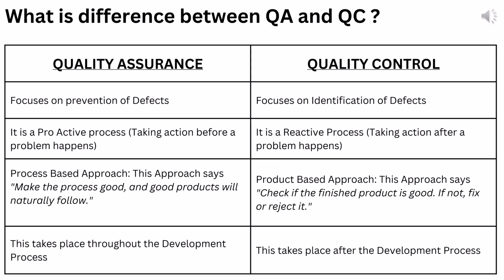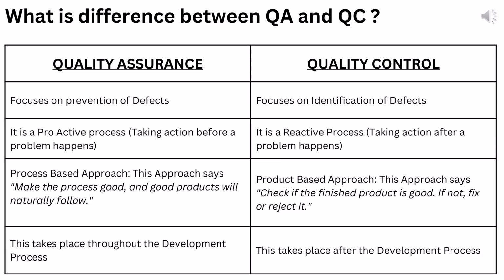Quality assurance is a proactive process, meaning it takes action before the problem happens. But quality control is a reactive process, meaning taking action after the problem happens. Quality assurance is a process-based approach. This approach says make the process good and good products will naturally flow. Meaning if you set the process right, the output will always be a good product.